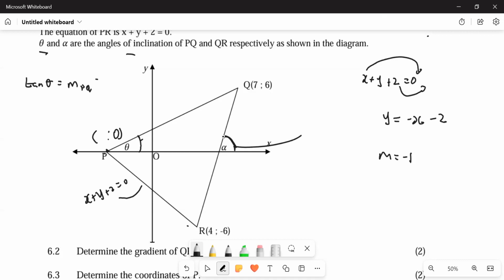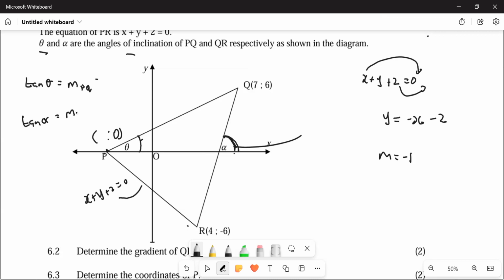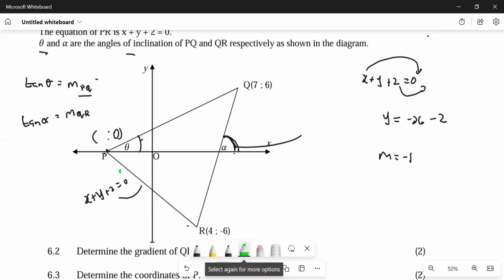So I agree we're speaking about alpha. So we spoke of alpha. Alpha is an angle between the x-axis and line PR. So how would you get alpha? You write the formula. You will say tan of alpha is going to be given by M of QR. You see the difference between the two again? How do you get theta? Theta is an angle between the x-axis and PQ again. Then you will use M of PQ.